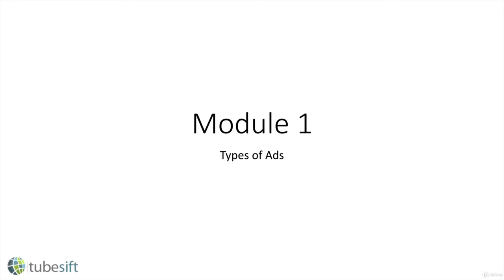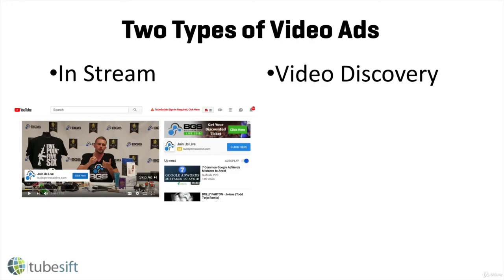So in Module 1, we're going to be talking all about the different types of ads. Now, there are two types of video ads I want to talk about in this module. One of them is an in-stream ad, and those in-stream ads are the ads that you see running before the video that you want to watch on YouTube, right?